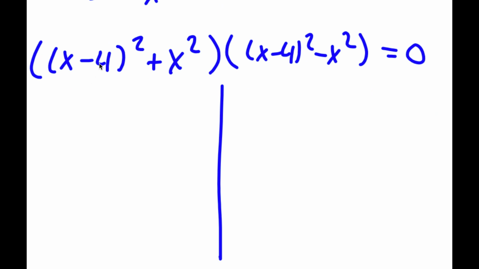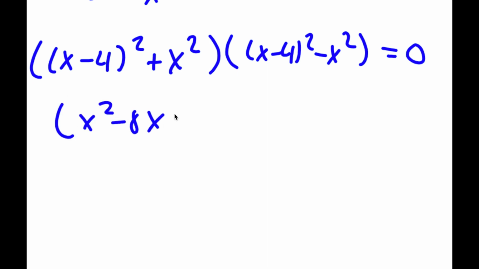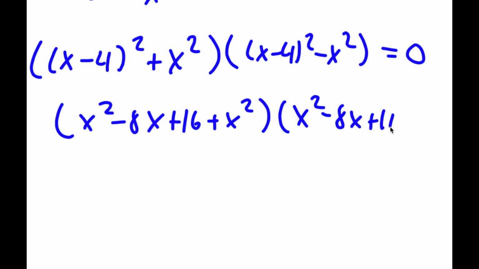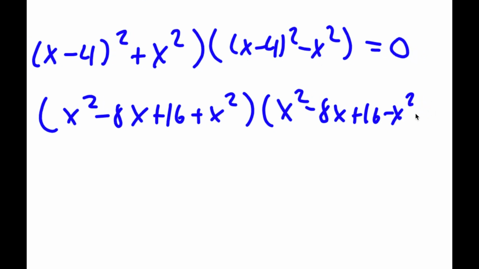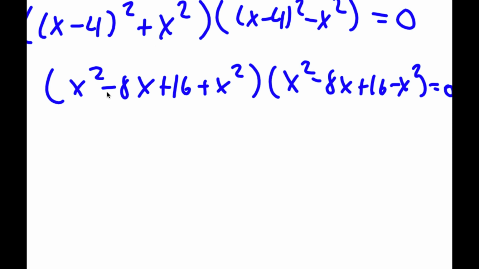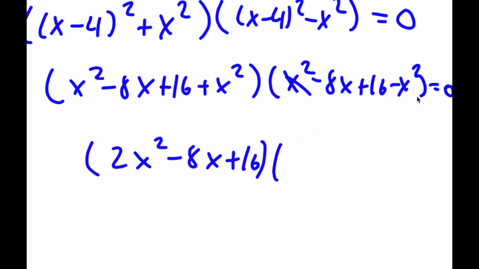So now if I simplify this, I get x squared minus 8x plus 16 plus x squared times x squared minus 8x plus 16 minus x squared is equal to 0. So in my left factor, x squared and x squared add up, so I get 2x squared minus 8x plus 16 times, for my right factor, these two cancel out, so I get negative 8x plus 16 is equal to 0.